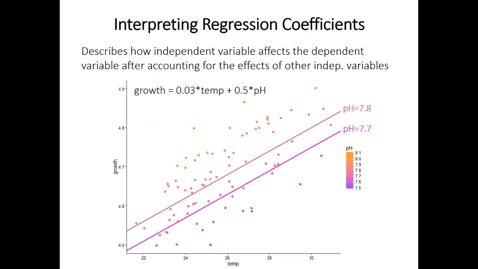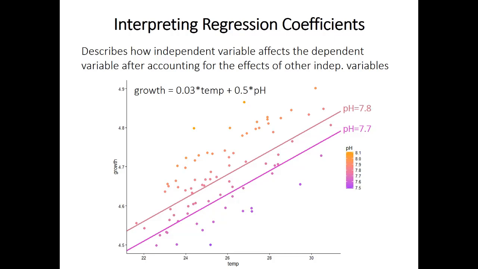So I've said a few times now that the coefficients in multiple regression describe how one independent variable affects the dependent variable after accounting for the effects of all the other independent variables. But what does that actually mean when you're interpreting the results? The interpretation of these multiple regression coefficients can be a little tricky. So here's a made-up example where shell growth rate is influenced by both water temperature and water pH. The regression equation is given there.